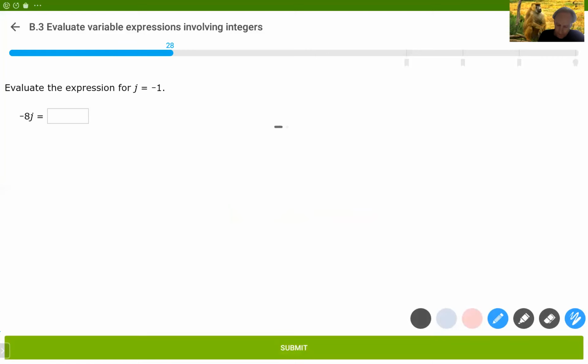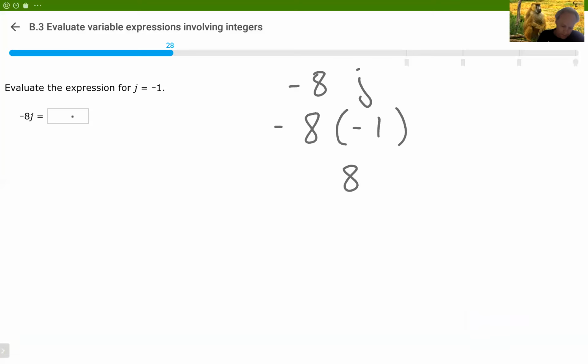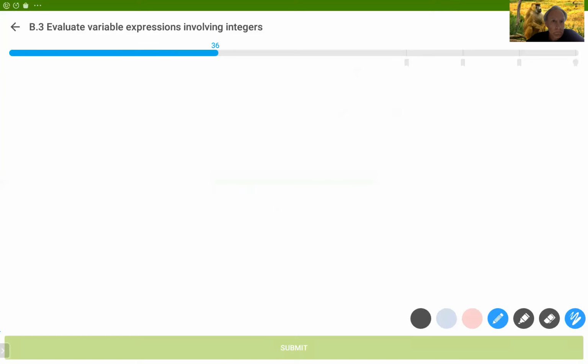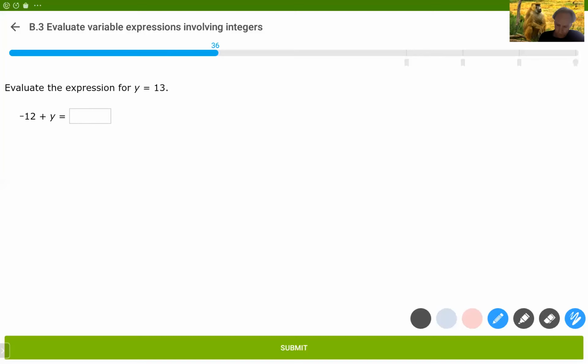Okay, so -8. Now notice that there's a j there and there's no operation apparent. When you see a variable next to a number, we call this number its coefficient, and this is being multiplied. And that's -8j. I guess I should write it. I substitute, and the parenthesis does mean multiply. So this is a +8. A -8 times a -1 is a +8. -12 plus 13 is 1.